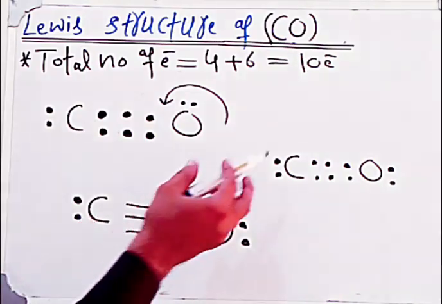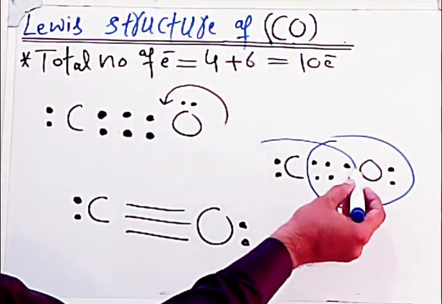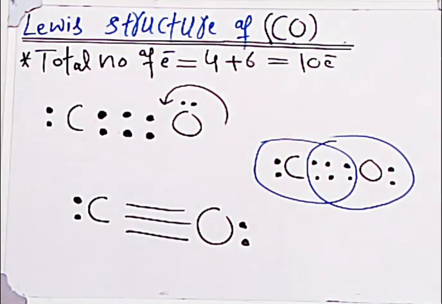So students, in this way, oxygen completes its octet and carbon also completes its octet. So this Lewis structure is the best Lewis structure for carbon monoxide.